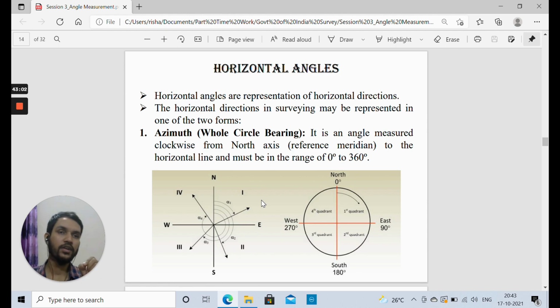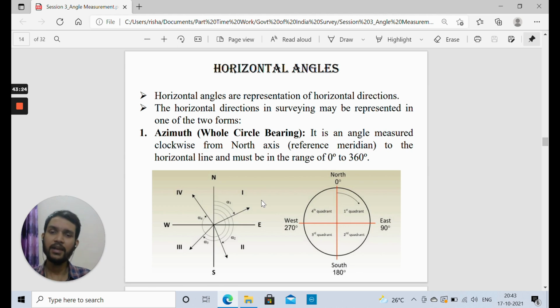So always you need to know that whenever we are talking about whole circle bearing, if it is given that a particular line has a whole circle bearing of 45 degree, it means that particular line is inclined at an angle of 45 degree from the northern axis in the clockwise direction.